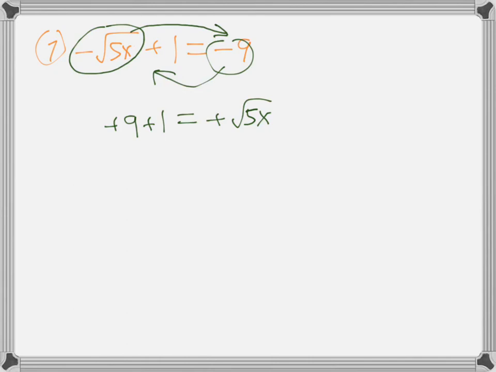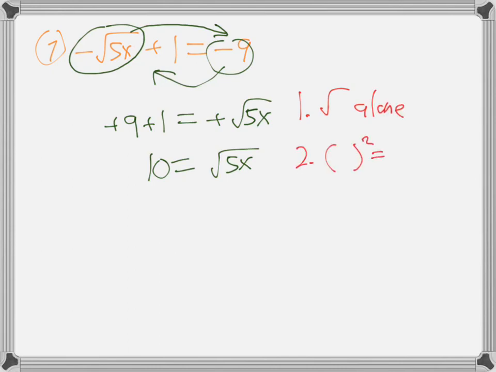This is the one we started on today. So we got the root alone. Now what do we do? So step 1, root alone. Step 2, parenthesis, 2 power, parenthesis, 2 power. You're right. 10 squared is 100. The other side, rooting cancels squaring, 5x.